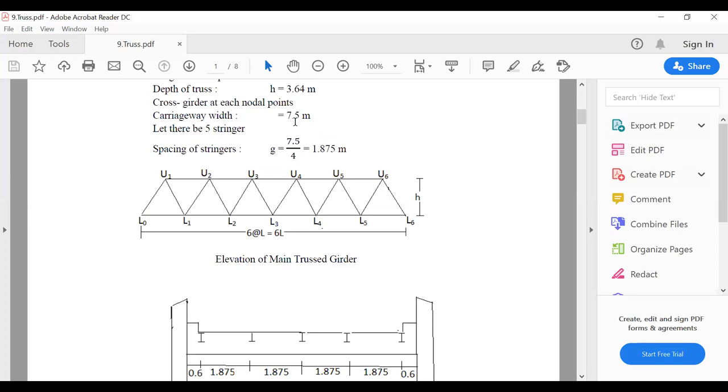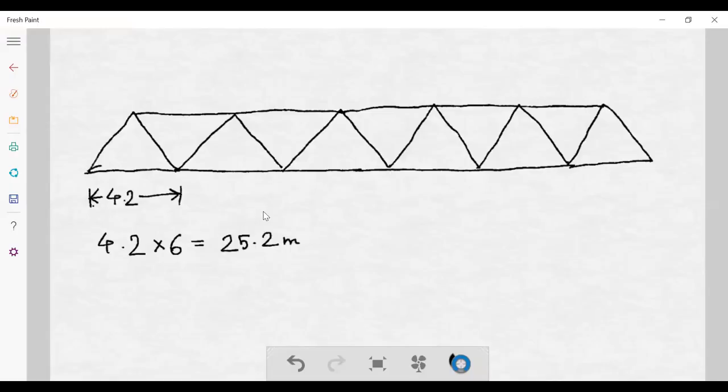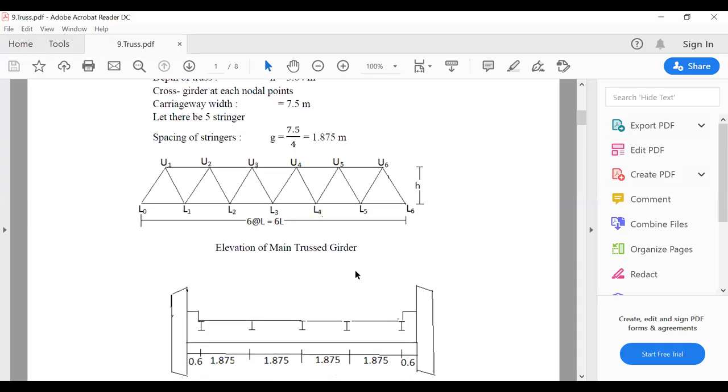Then the carriageway width, that means the width of the deck actually. The width of the deck, you cannot see it here. It generally means, if you look from this side, the width that you will see will be 7.5 meter, or from this side the width is generally 7.5 meter. I think you have understood.